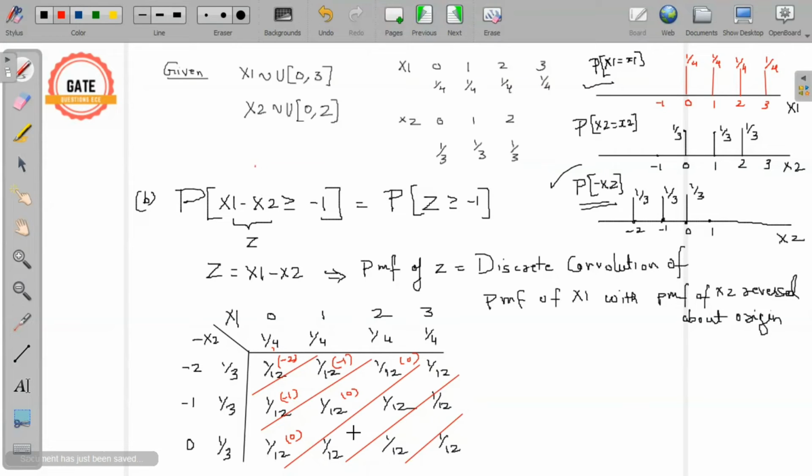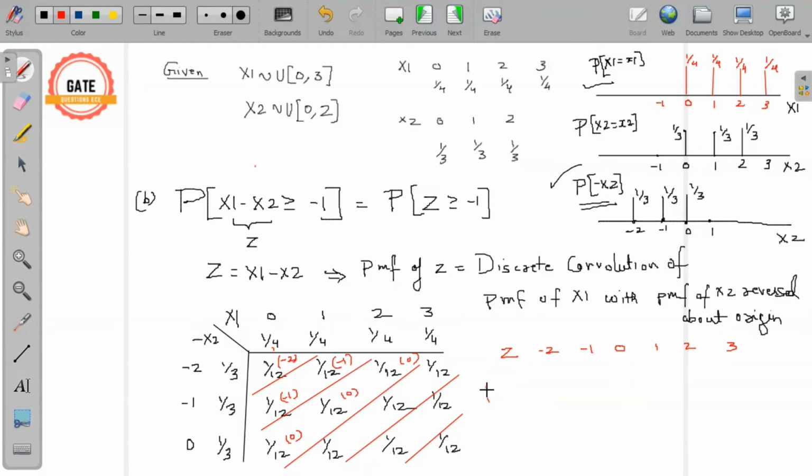For these three elements the value of z will be 1. For these two elements the value of z will be 2, and for the last element here the value of z will be 3. So we can write here that z can have values -2, -1, 0, 1, 2, and the last value will be 3.